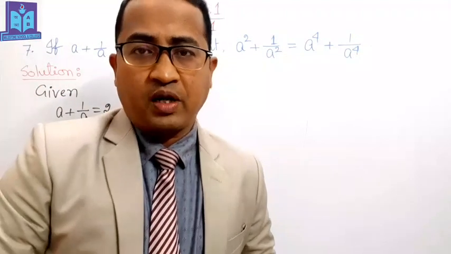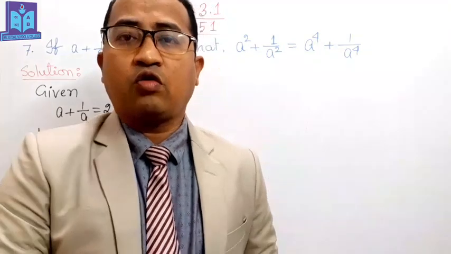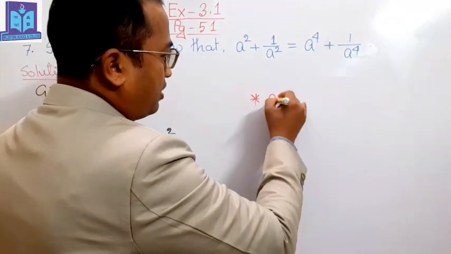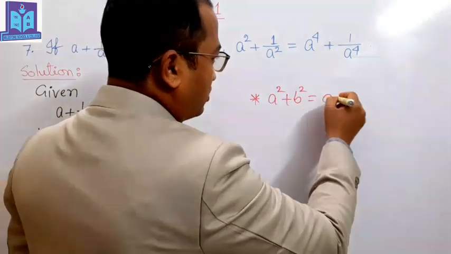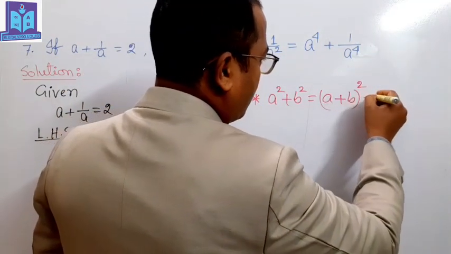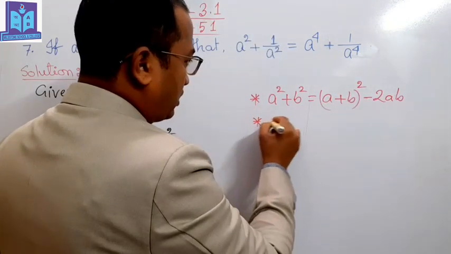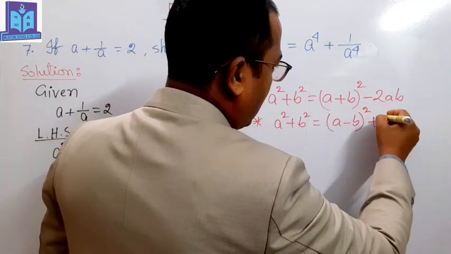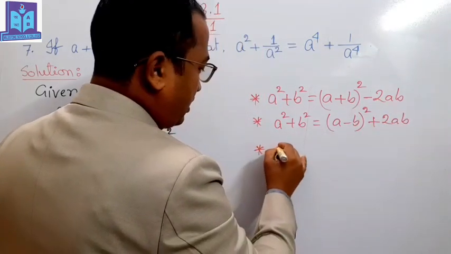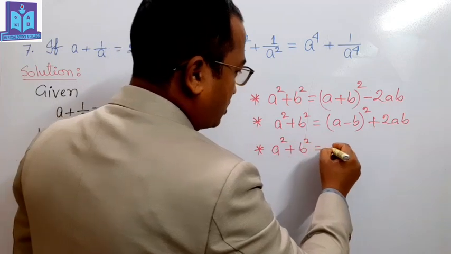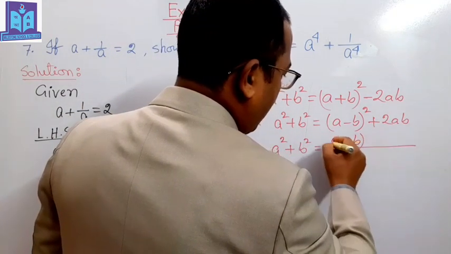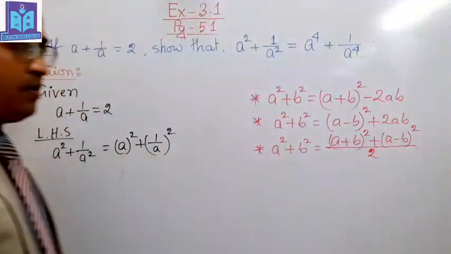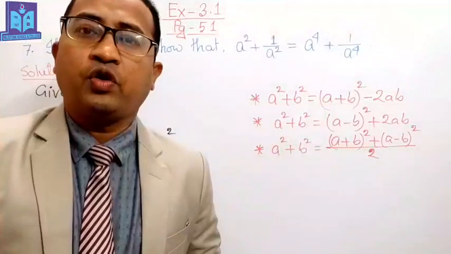Now what is the corollary of a square plus b square? We know there are three corollaries. What are these? One: a square plus b square is equal to (a plus b) whole square minus 2ab. Two: a square plus b square is equal to (a minus b) whole square plus 2ab. Three: a square plus b square is equal to ((a plus b) whole square plus (a minus b) whole square) by 2. So among these three corollaries, which one will we apply?